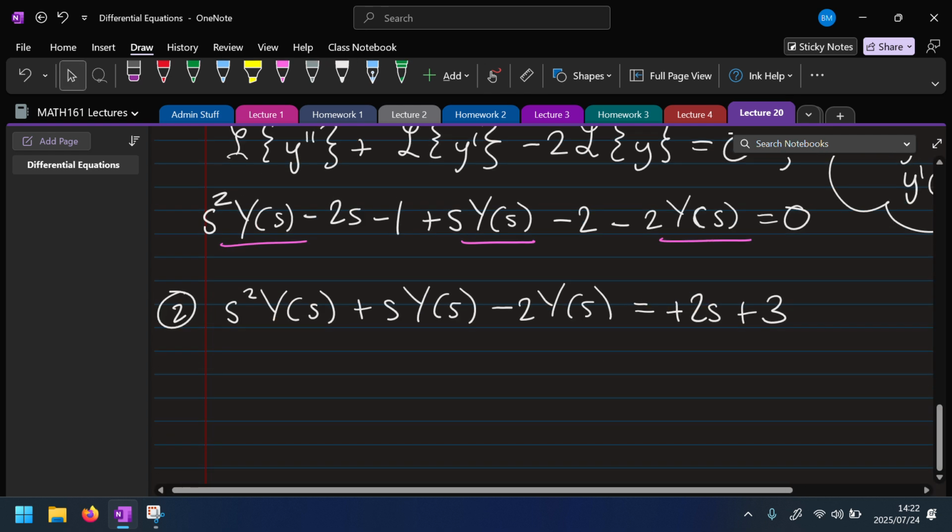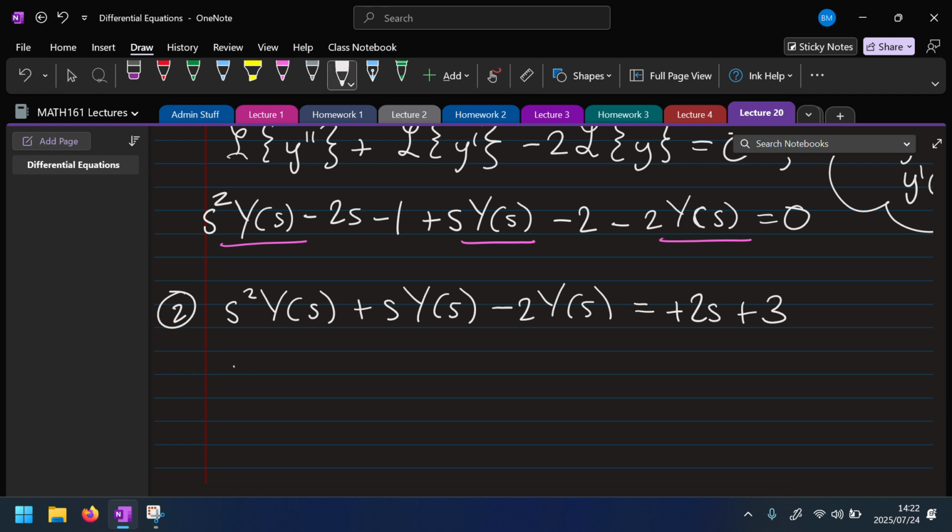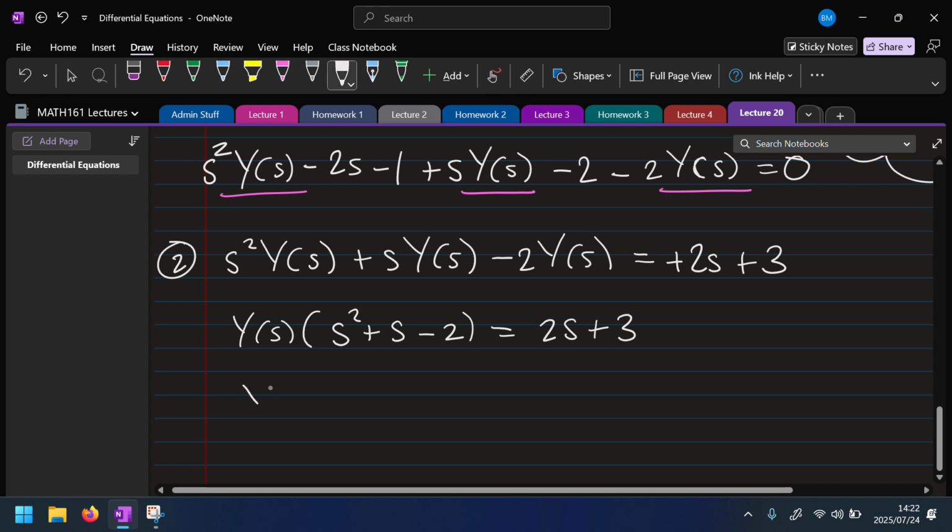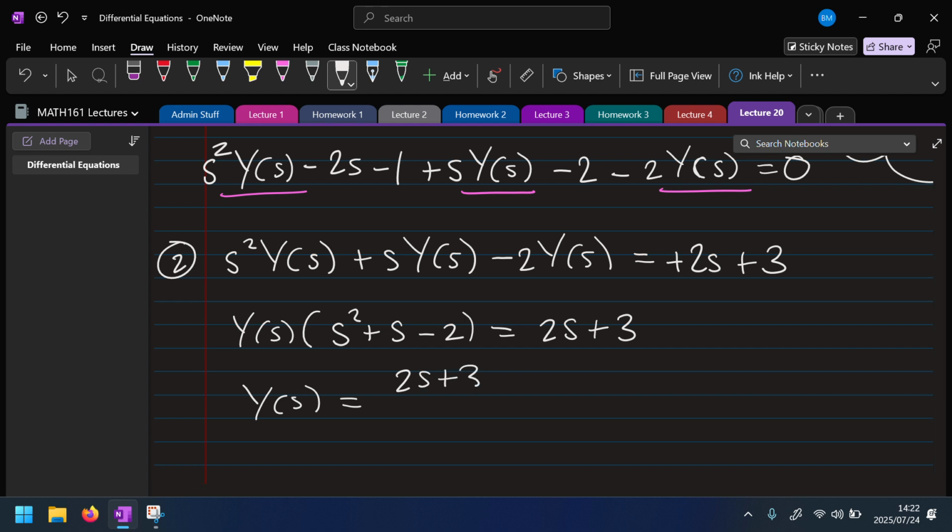Okay. Now, for the first three terms, we can factor out the y of s. Okay, so we end up with that. And then finally, we can divide through by all of that, and we get y of s by itself. Okay, we end up with that.